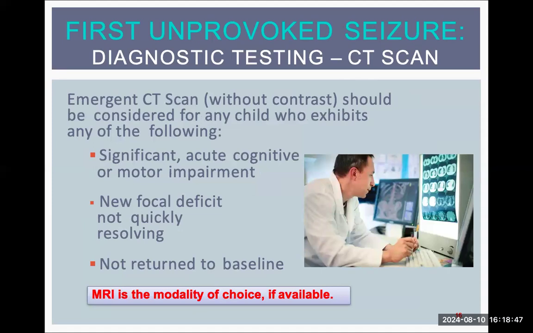Coming to neuroimaging, what is the best neuroimaging in general? The answer is always MRI, but as you know, it is not always available on an urgent basis. So when do we need to image this patient urgently, using the CT scan? It shouldn't be done routinely for all patients who are coming with a seizure, with normal development and normal examination. They usually don't require neuroimaging.